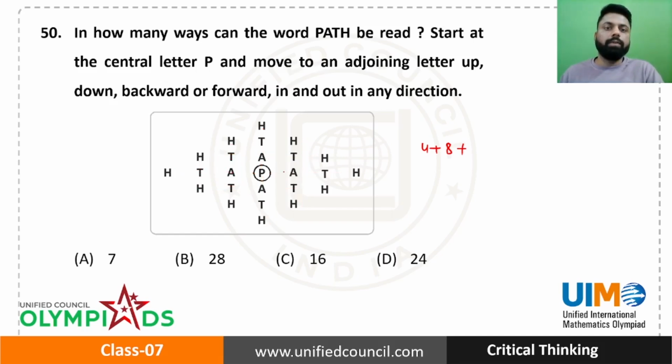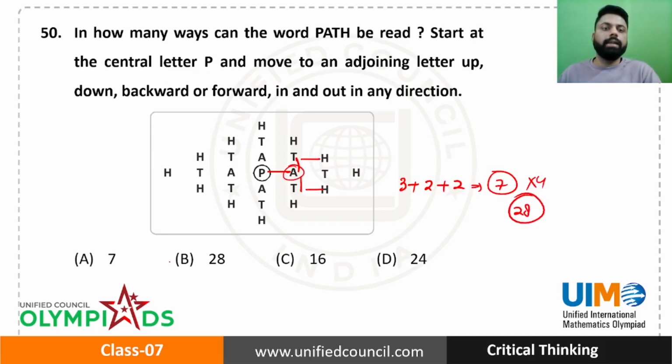Let's see from one of the parts. If you pick this A, then we can move 1, 2, 3 plus. If we move PAT, then 1, 2 like this. Now, if we move one step like here, 1, 2 like this. So 7 is from this A. So 7 into 4, there are 28 ways in which we can read PATH in the given sequence. So 28, that means the option is the correct answer, and this is how we can solve the question.